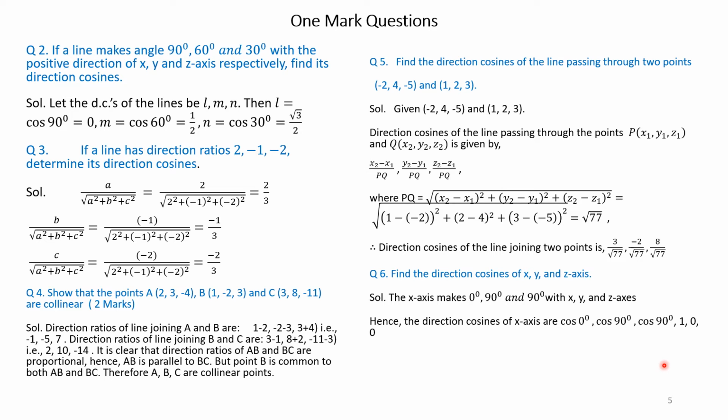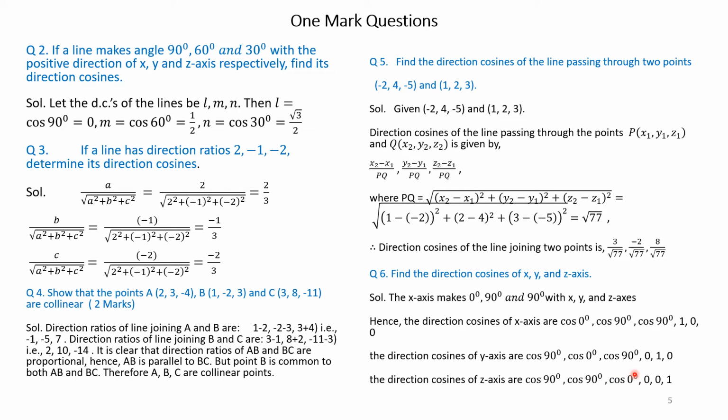So, we will take up the last case, that is the z-axis. The unit vector along the z-axis makes an angle of 90 degrees with the x-axis and 90 degrees with the y-axis, but 0 degrees with the z-axis. So the cosines are cos 90, cos 90 and cos 0. Therefore, the direction cosines are 0, 0, 1.